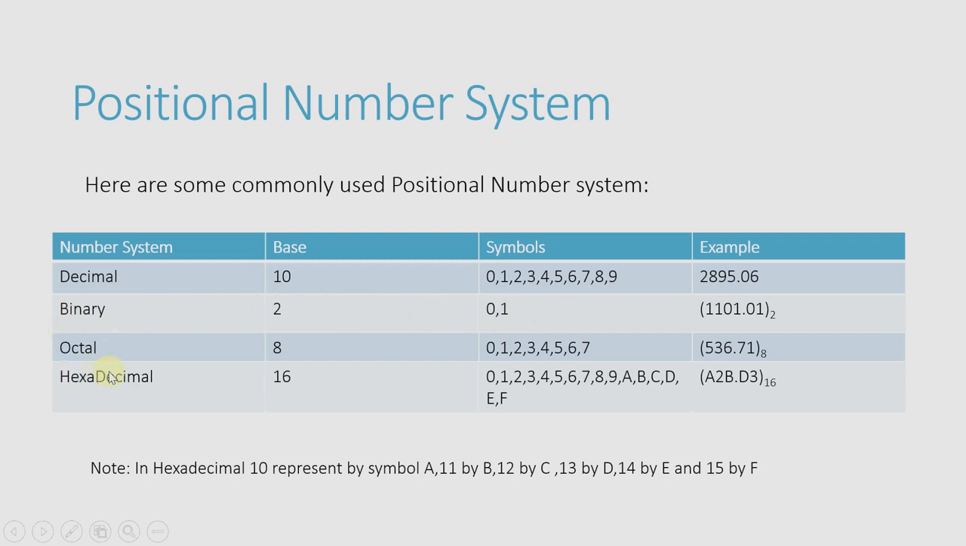In the same way, if we have an octal number system, that means the base is 8. We are using 8 symbols to represent an octal number, from 0, 1, 2, 3, 4, 5, 6 and 7, that is, the base minus 1. So in total we have 8 symbols and the range is from 0 to 7.